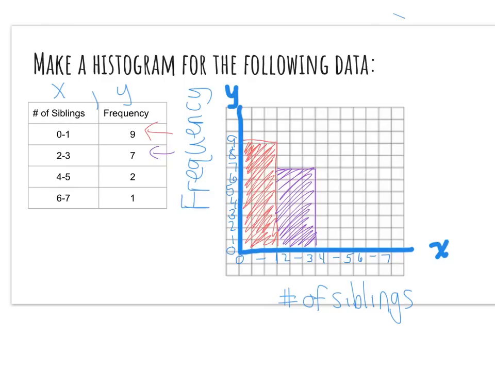All right, I have changed my color again. There are 2 students that have between 4 and 5 siblings. So 2 students, 4 to 5 siblings. And finally, I have just 1 student with 6 to 7. All right, let me get that colored in. All right, so it looks like my histogram is missing just one thing, and that's the title. So let's just call this number of siblings.